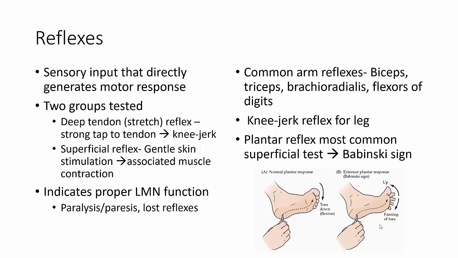So all of these tests are going to indicate proper lower motor neuron function. And if you have a problem somewhere, it could mean that you're going into paralysis or losing your reflexes. Some common arm reflexes, the biceps, the triceps, the brachioradialis, and then flexing the digits. You got the knee jerk reflex and then the plantar flex.